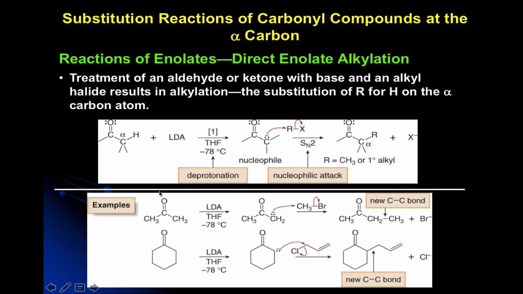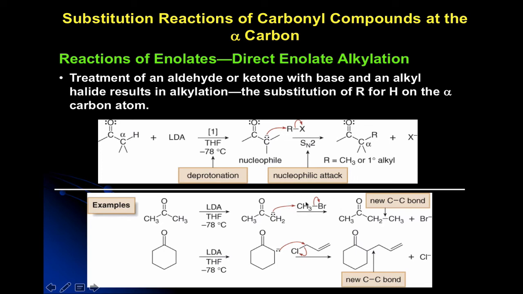So let's look at some examples. Again, acetone, LDA, tetrahydrofuran, minus 78 degrees. These have to be run at very cold temperatures. You generate the enolate, then this reacts with an alkyl halide, in this case methyl bromide, and we form a new carbon-carbon bond.